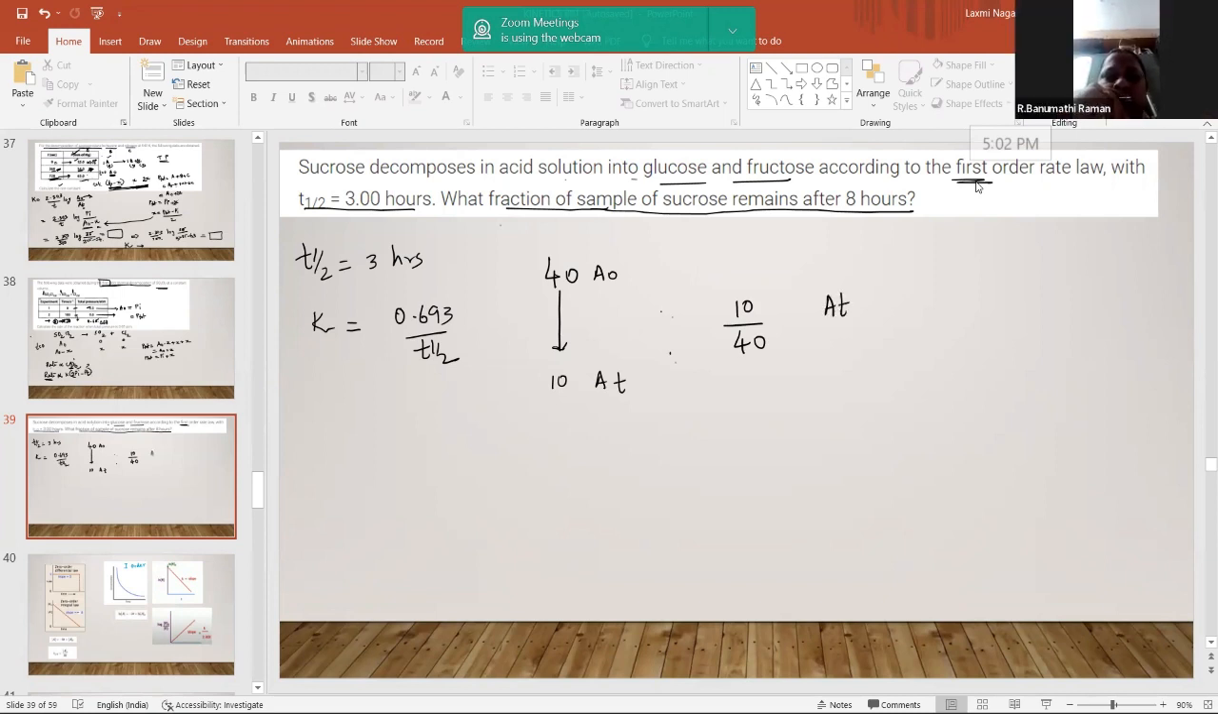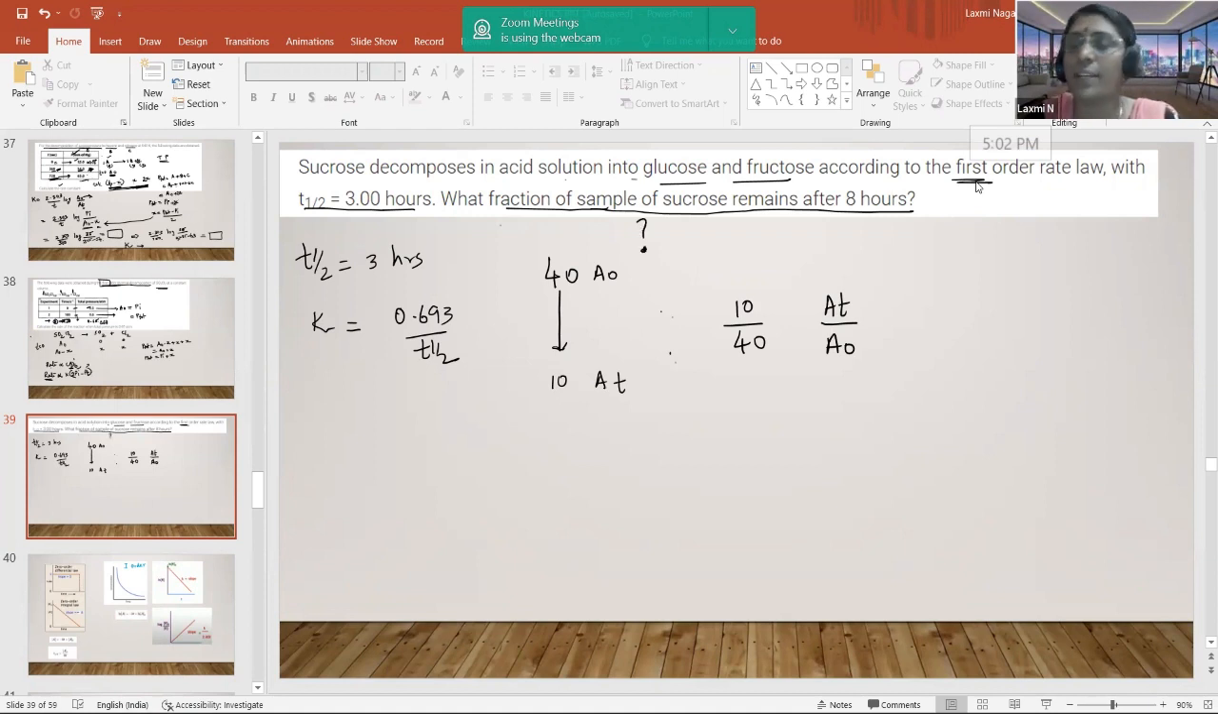So is it not At by A0 that you are supposed to calculate? What are you supposed to calculate? Children will be confused only with that. What fraction of the sample of sucrose remains after 8 hours? What are we supposed to calculate? They know the English meaning of the statement, but in terms of expression, what to look for. So in terms of expression, they are asked to calculate At by A0. Make this very, very clear to children. What fraction of the sample remains?